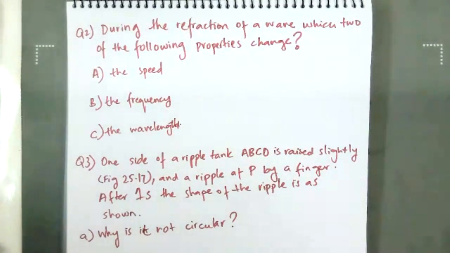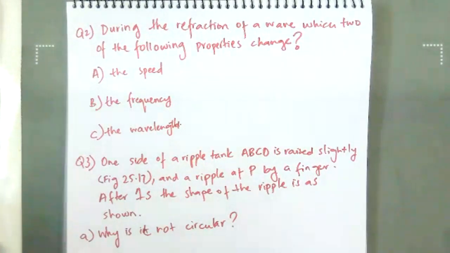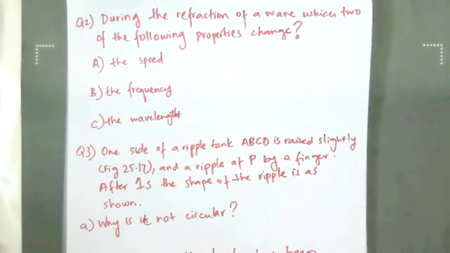During the refraction of a wave, which two of the following properties change? The speed, the frequency, or the wavelength. So we have to choose 2 of the 3 of them.